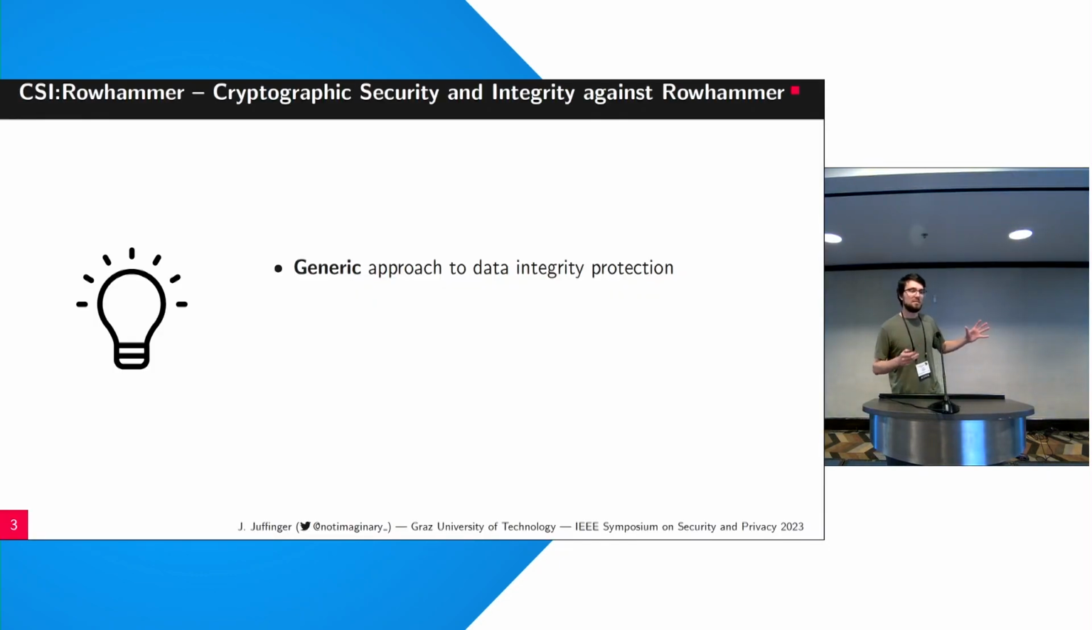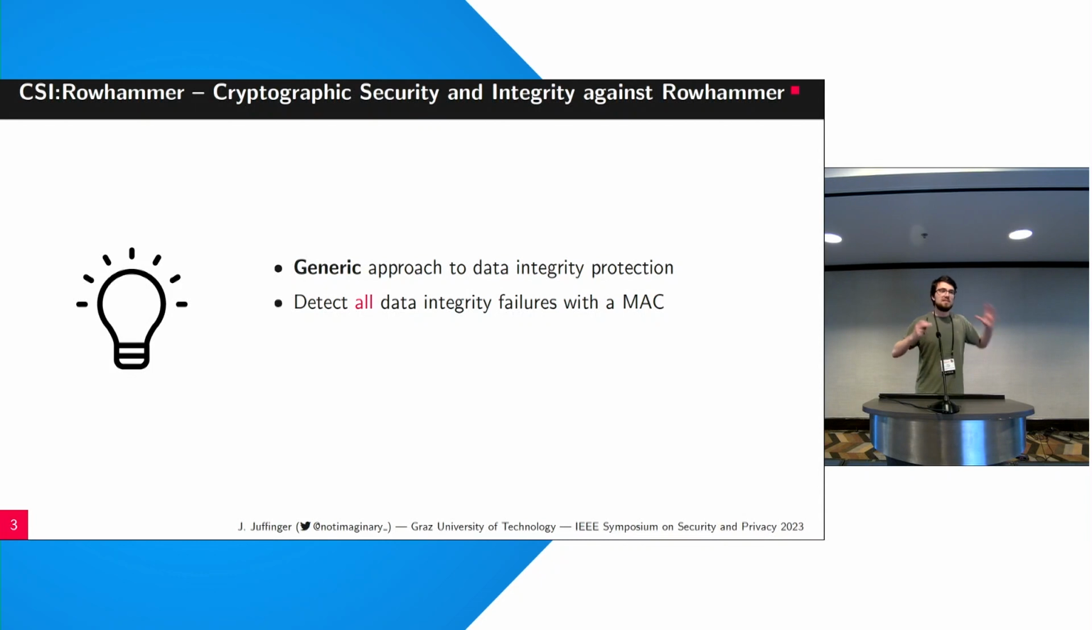What do we mean by that? We mean that with CSI Rowhammer, we are able to detect all data integrity failures with a cryptographic MAC. So we don't care where bit flips come from. It could be Rowhammer, it can also be cosmic rays, or something entirely new we don't even know yet that exists, but will be there in a few years, who knows.